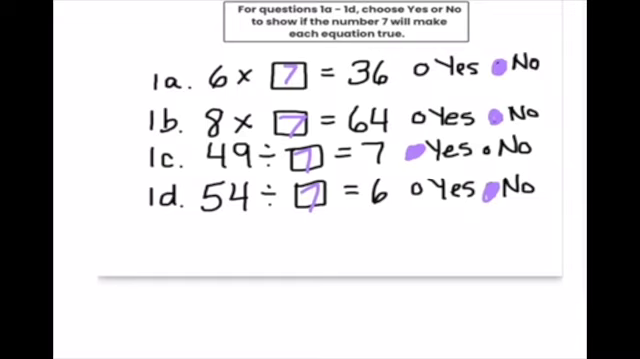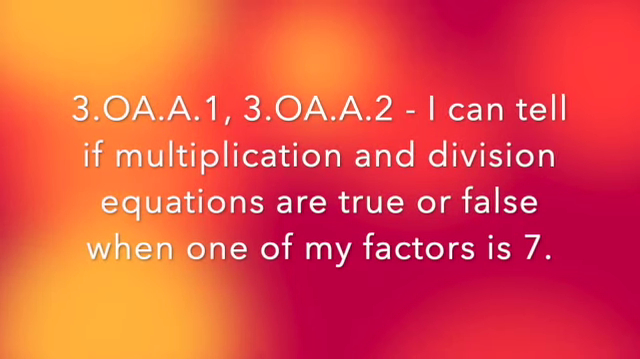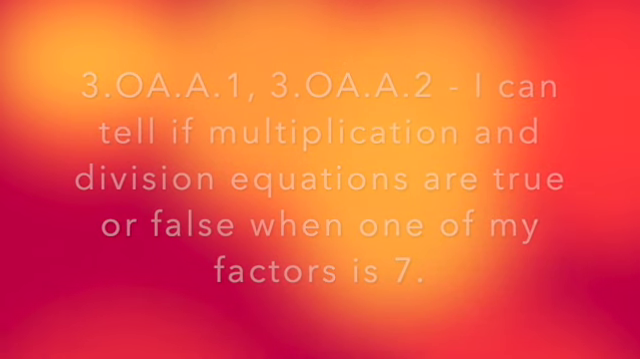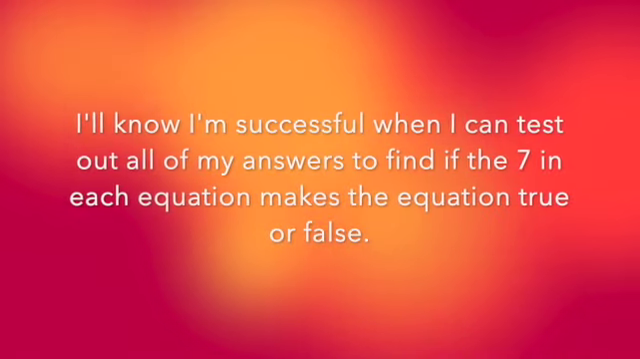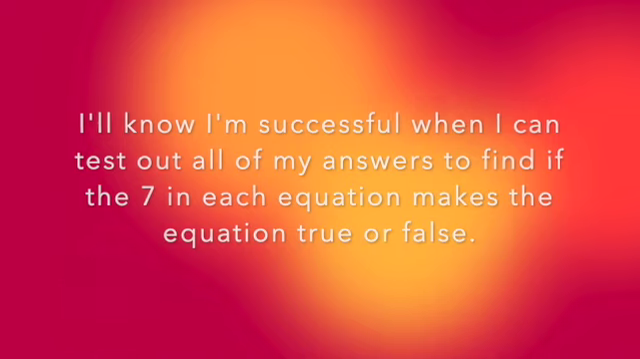So please make sure you remember anytime during the M step that you can take your time and solve each problem by ruling out answers and by checking your answers and by doing that work on a separate piece of paper, because I want to make sure that you can rule out anything that doesn't make sense and answer the problem accurately. So remember, your learning target today is I can tell if multiplication and division equations are true or false when one of my factors is 7. And you'll know you're successful when you can test out all of your answers to find if the 7 in each equation makes the equation true or false.